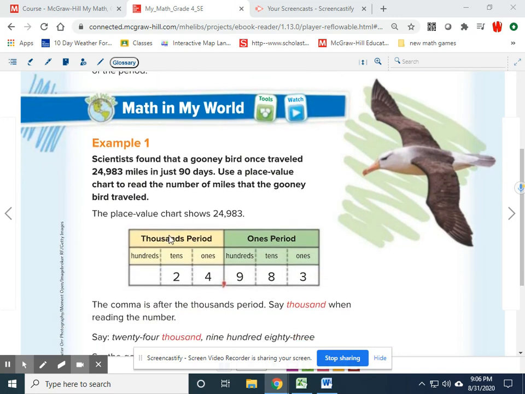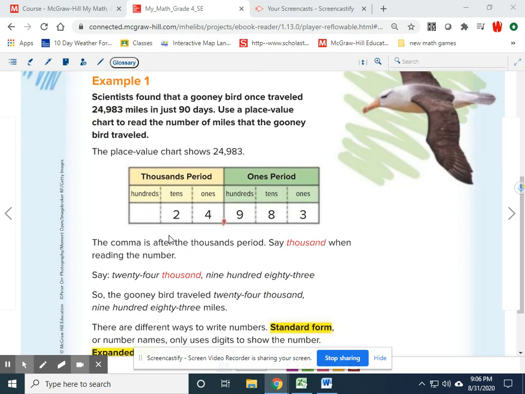So let's look at the example here. It says scientists found that a Goonie bird once traveled 24,983 miles in just 90 days. We're going to use our place value chart to read the number of miles that the Goonie bird traveled. So the place value chart right here shows 24,983. Okay, so down here in the place value chart, you see they copied the numbers.